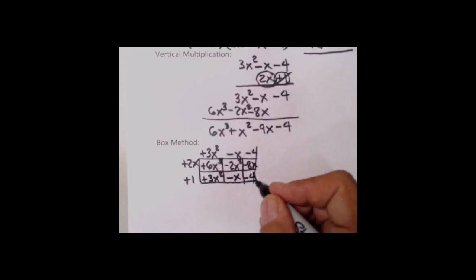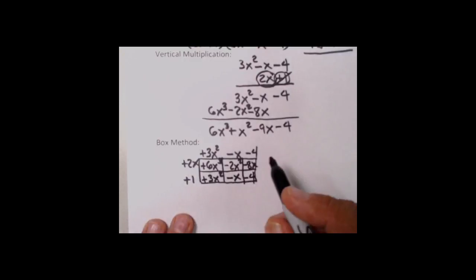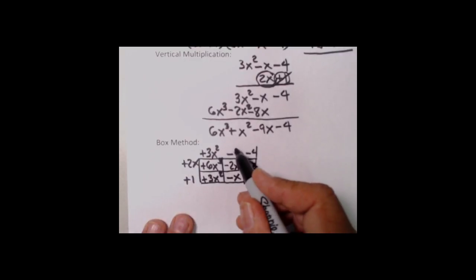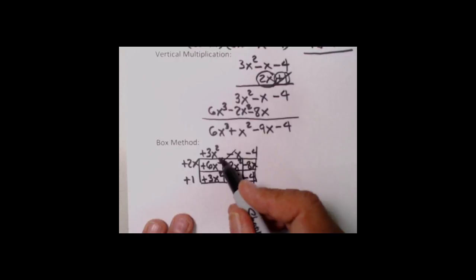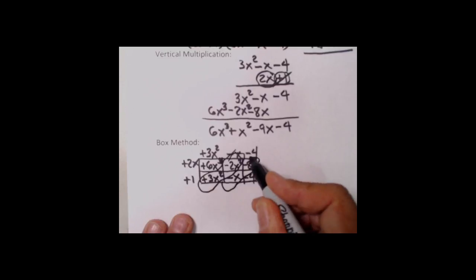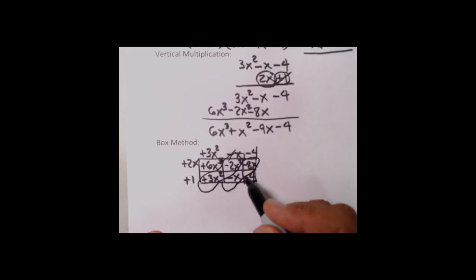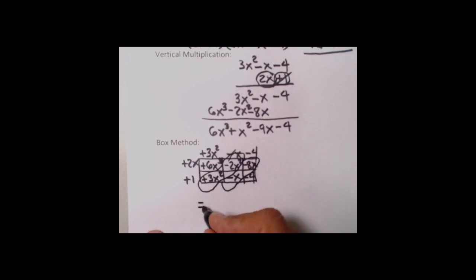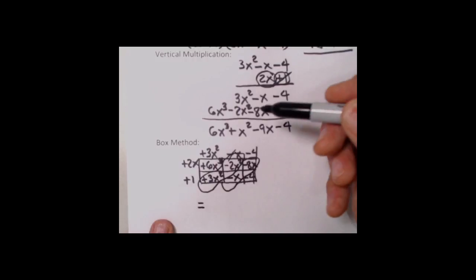Now what you have to do is combine all the guys in the boxes. The like terms tend to be on diagonals here, so that's why I always like to circle these before I start putting the answer together. Remember, you can't just leave it as the box. You've got to come up with your final answer.